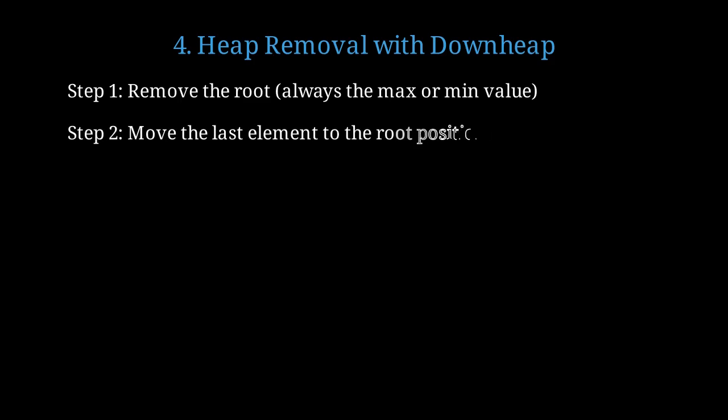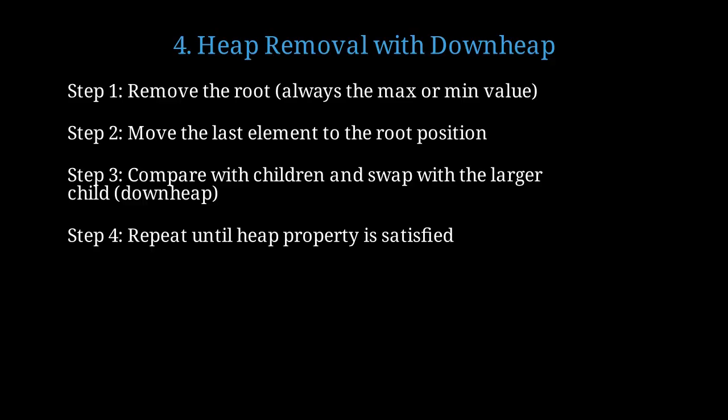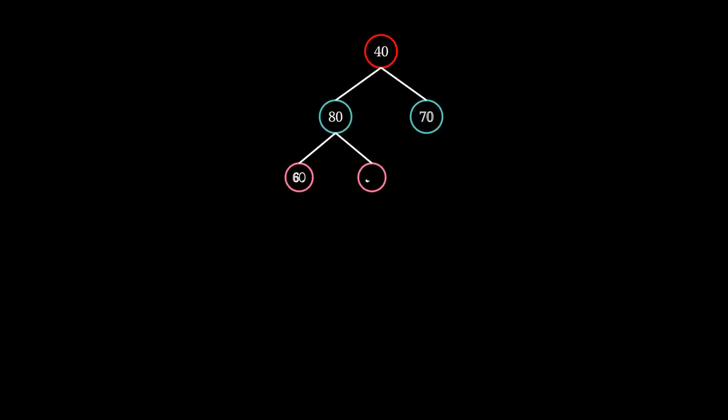We then take the last element from the bottom level and place it at the root to maintain completeness. Then we compare this new root with its children and swap with the larger child if needed. We continue this downheap process until the element finds its correct position. After removing the root, we place the last element at the top. Then it sinks down to restore the heap property.